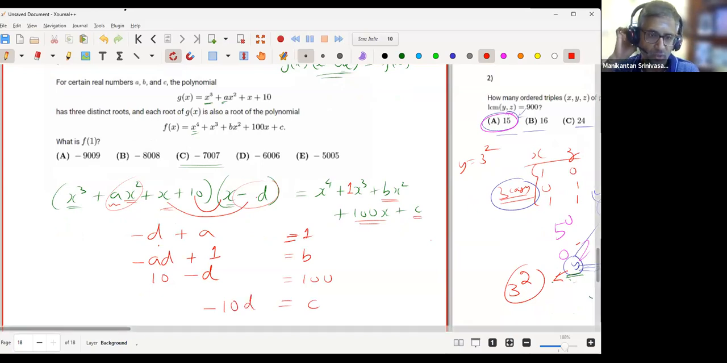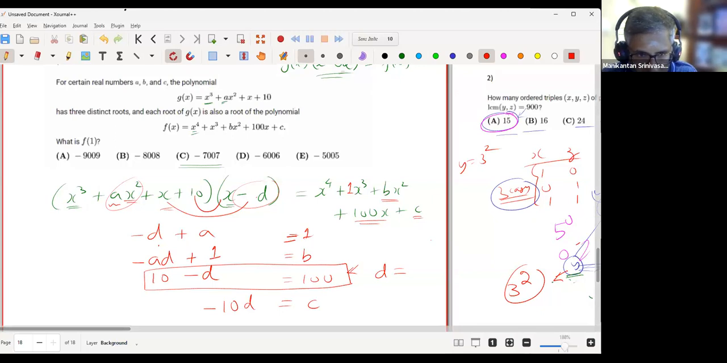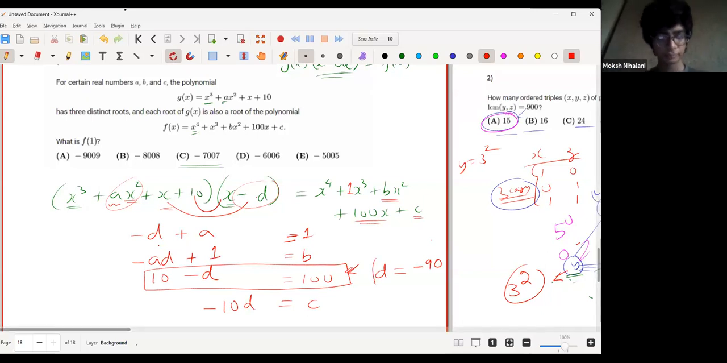Okay, so 4 variables, 4 equations, we should be able to do it very easily. In fact, I wouldn't say very easily, but in this case, it's laid out nicely, right? We can separate it out. So d is immediately 110, is it? No, not 110. From this equation, d is 100, no, 90. Minus 90. So d is minus 90.